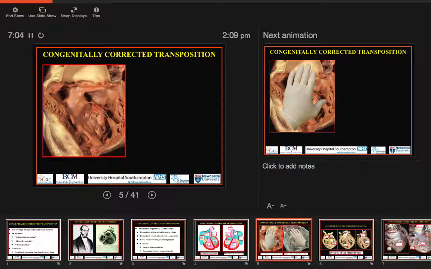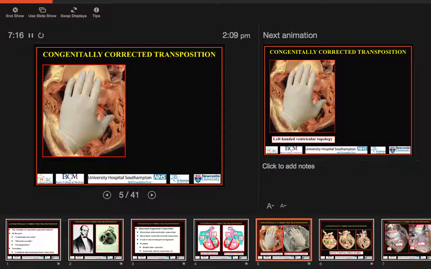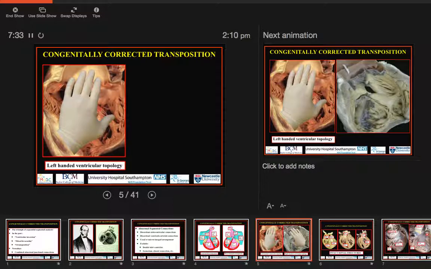And as you know, we determine ventricular topology by placing the palmar surfaces of our hands on the septal surface of the right ventricle. And so here is the dorsal surface of my left hand, and in congenitally corrected transposition, in most instances, it is the thumb of the left hand that goes in the tricuspid valve, and the fingers that go into the aorta, showing us that we're dealing with left-handed ventricular topology.